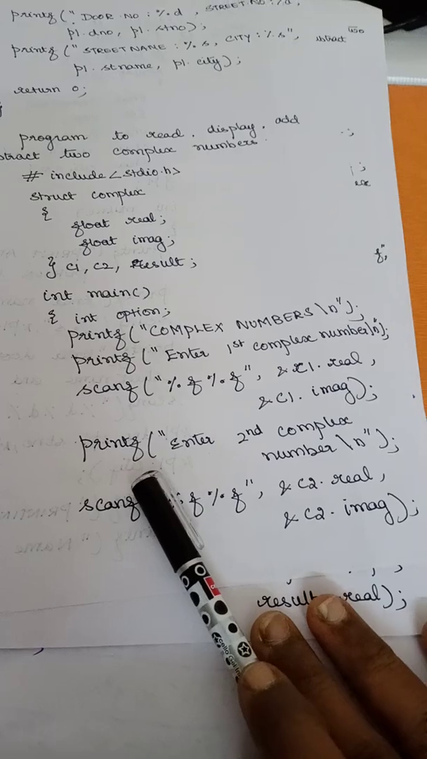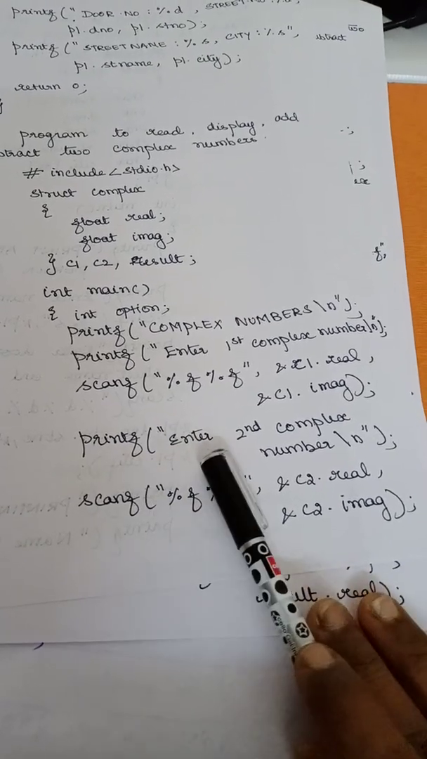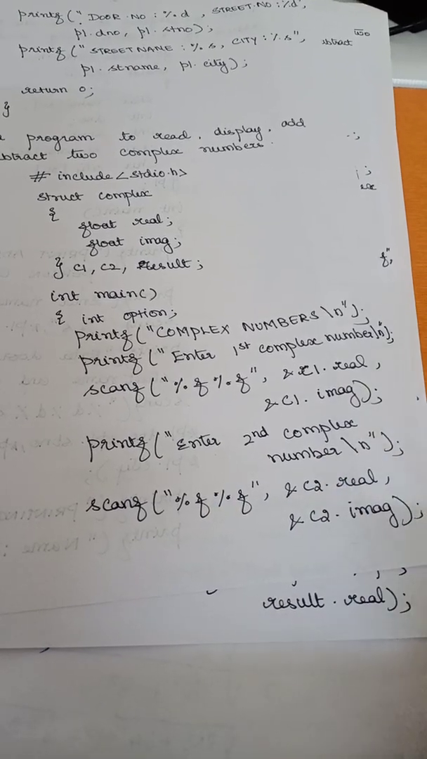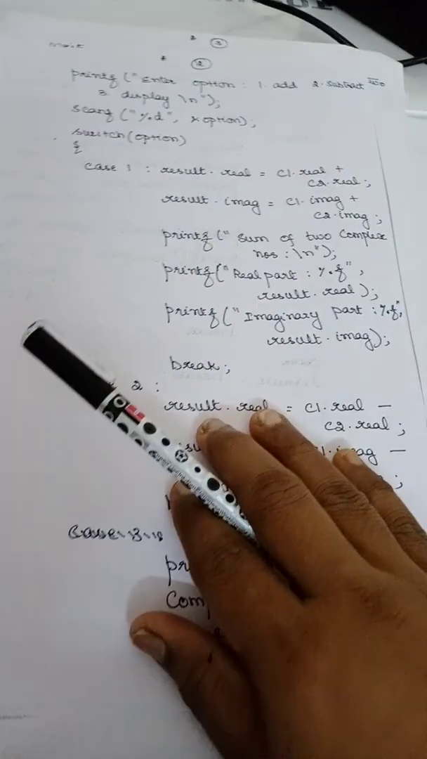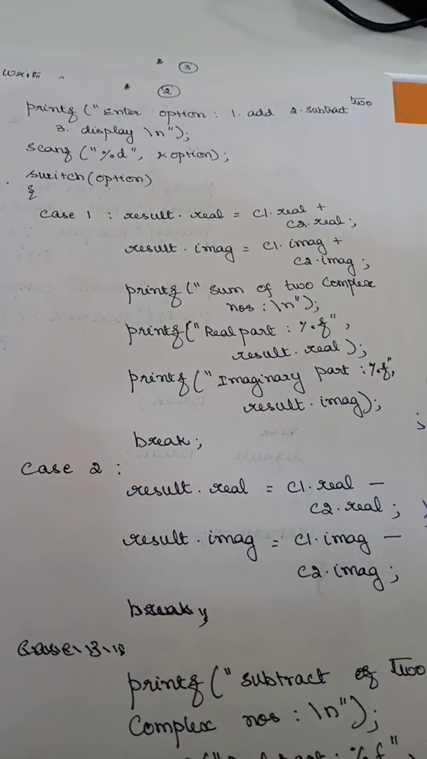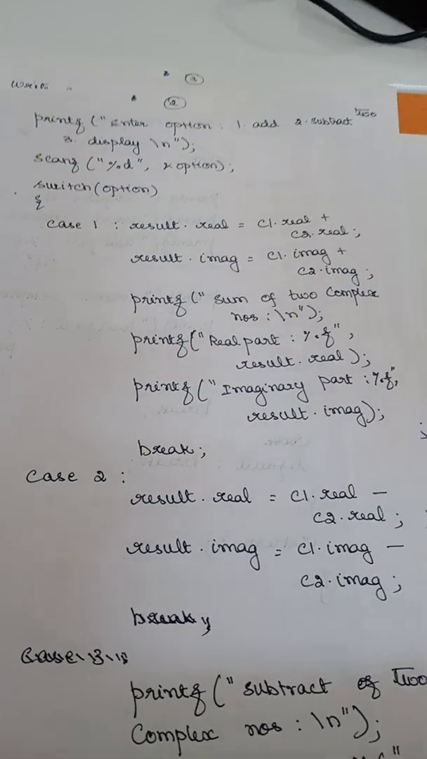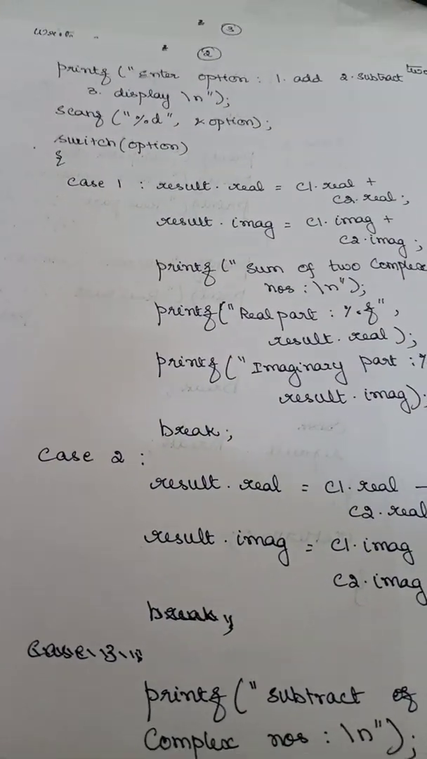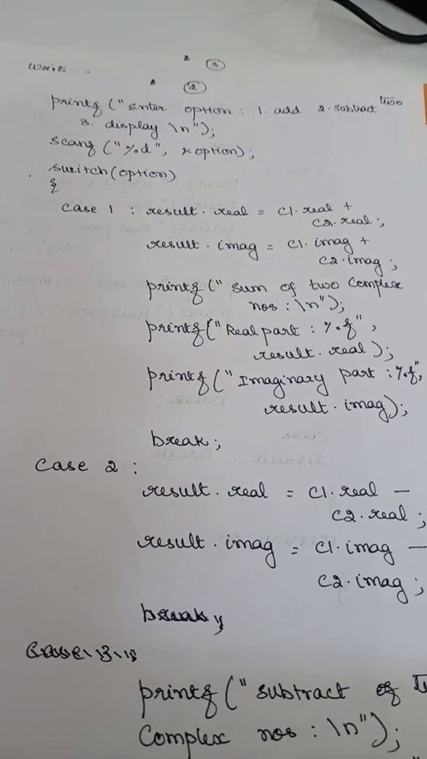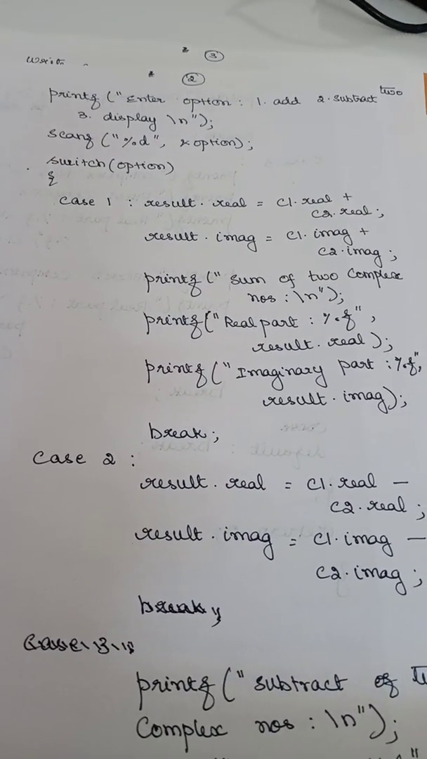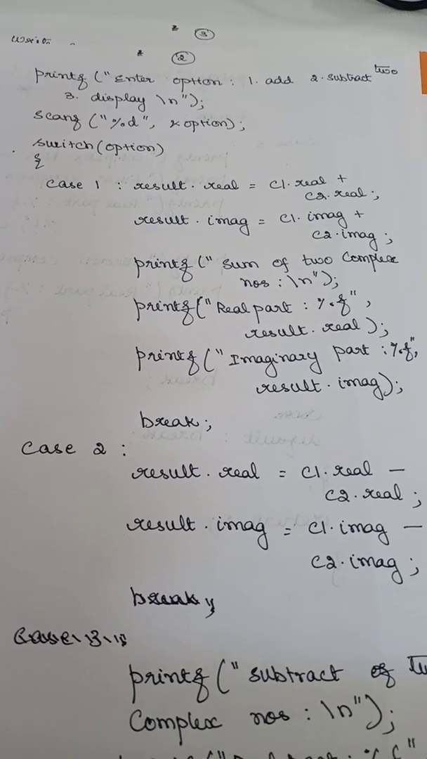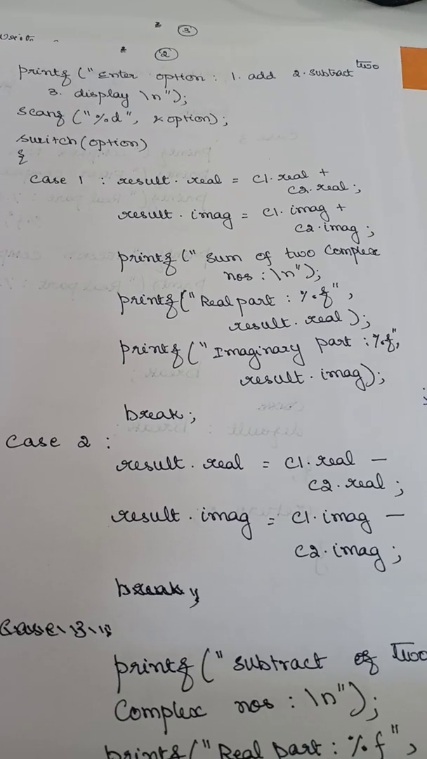Similarly, I am getting my second complex number. Printf enter second complex number. In the same way, I am reading my second complex number, right? Now here because I have read my two complex numbers, now I have to read the option, right? See, for any operation compulsorily you need to read the complex numbers that we have done. So I have not included the read here. So enter the option. 1 means add, 2 means subtract, 3 means display.